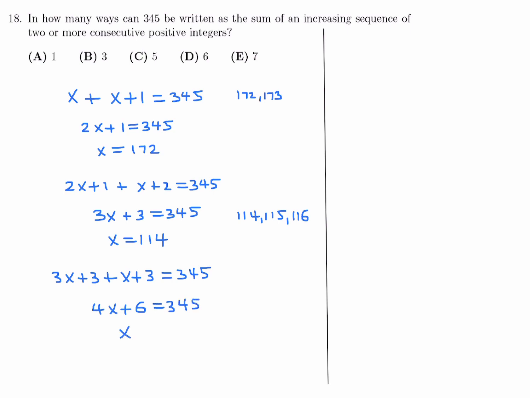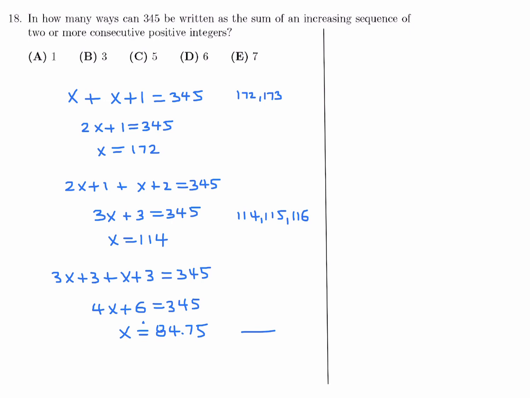But this time, x will be like 84.75, which is not an integer. And they have to be integers. So this is an invalid solution. It doesn't work. So you just keep continuing like this.